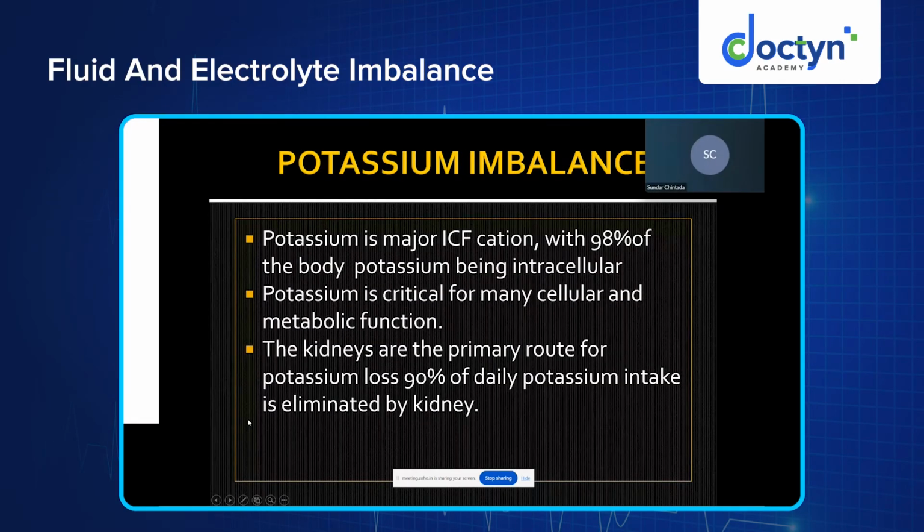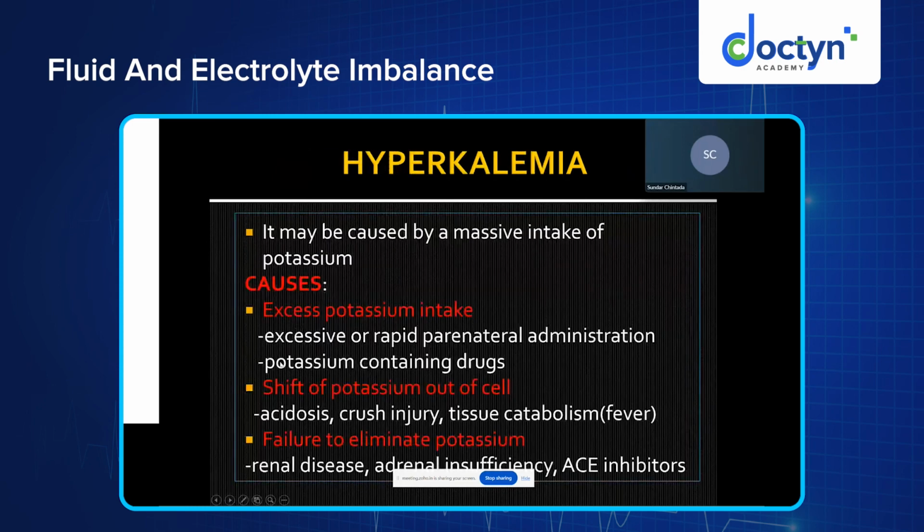Coming to the potassium imbalance. Potassium is the major intracellular fluid cation, with 98% of the body's potassium being intracellular. So potassium is critical for many cellular and metabolic functions. And again, kidneys are the primary route of potassium loss. About 90% of the daily potassium intake is eliminated by the kidneys.